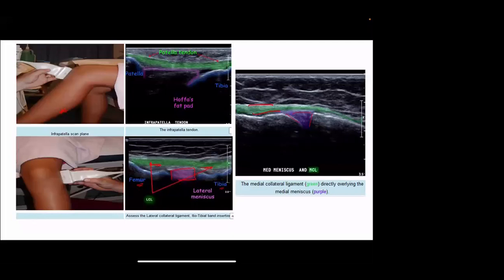This is the infrapatellar scan plane showing the patellar tendon, the Hoffa's fat pad, tibia, and patella. And this is lateral examination showing the lateral collateral ligament and iliotibial band insertions. And this is showing the medial collateral ligament, the green color, and the medial meniscus, purple color.